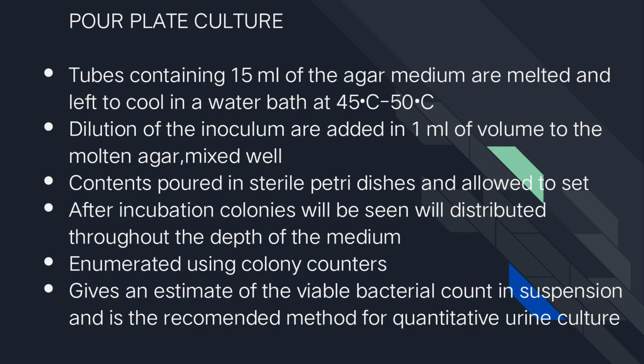Pour plate culture. Tubes containing 15 ml of the agar medium are melted and left to cool in a water bath at 45 to 50 degrees Celsius. Dilutions of the inoculum are added in 1 ml volumes to the molten agar and mixed well. Contents are poured into sterile petri dishes and allowed to set. After incubation, colonies will be seen distributed throughout the depth of the medium. They are enumerated using colony counters. This gives an estimate of the viable bacterial count in suspension and is the recommended method for quantitative urine culture.